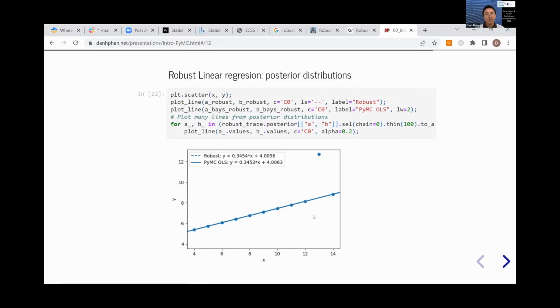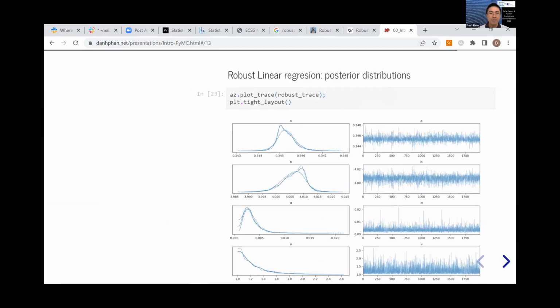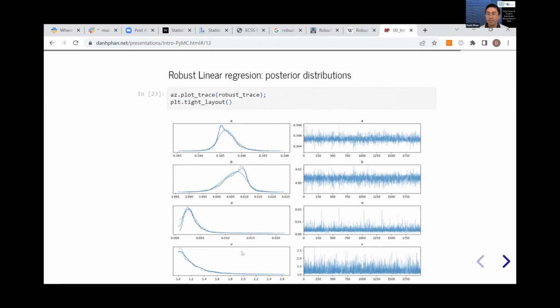So what does the result look like? Compared to the robust linear regression in NumPy, the frequentist approach, we can see that it has almost similar results, and both of them fit the data well without being affected by this outlier here. And the bonus of the Bayesian approach is that we have the whole distribution of all the parameters. This is the posterior distribution of all the parameters we have.